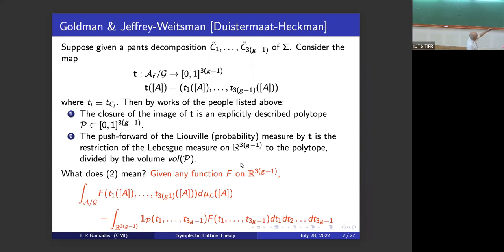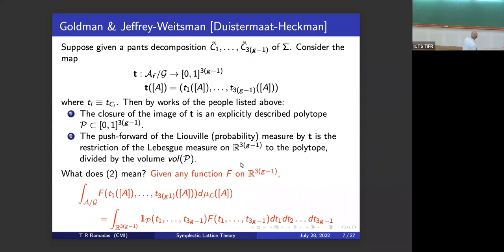Then by the works of people listed above, Goldman and Jeffrey-Weitsman, the following things hold. The closure of the image of this map T is an explicitly described polytope in R to the 3G-3, which is in fact contained in this hypercube. I will come to the description of this polytope later.